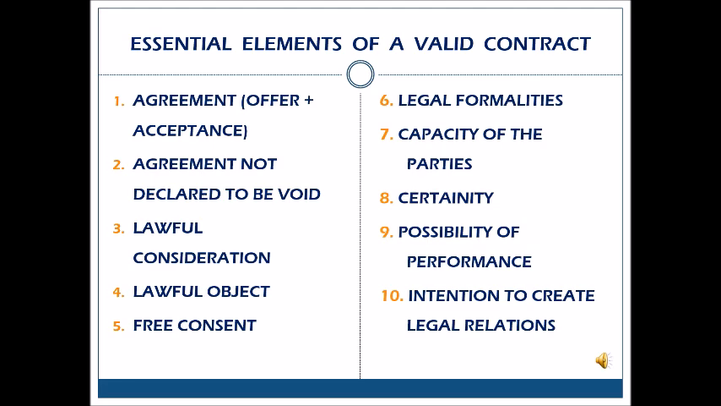The fifth point is free consent. Two or more parties can enter into a valid contract only if both the parties have entered into the contract without any coercion, without any force, without any undue influence, fraud, misrepresentation, or mistake. Both the parties should enter into the contract only with their free will and wish.